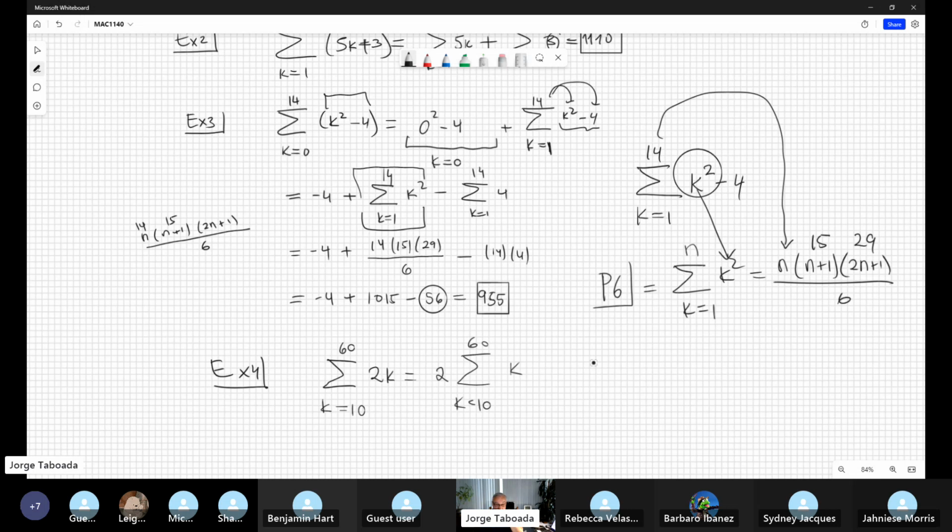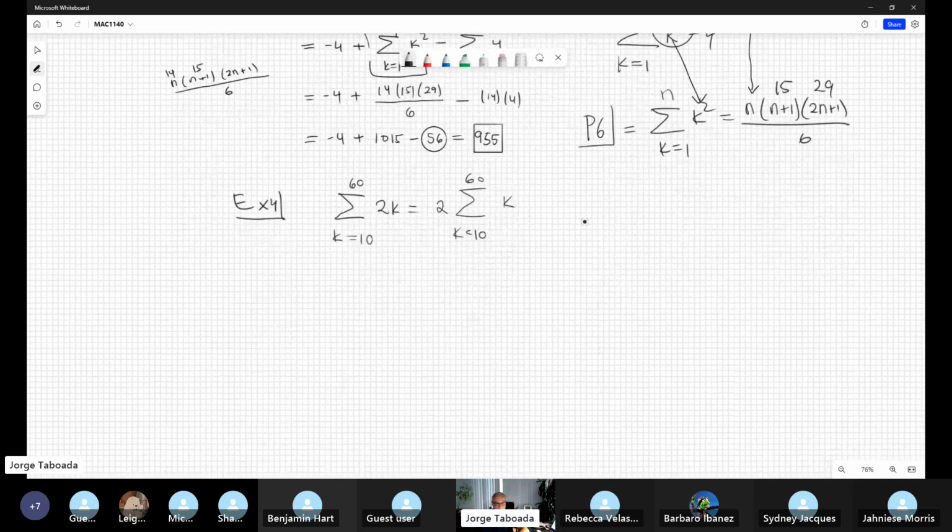The summation up to 60 of 2k. But what's the problem? Pay attention. The problem is that I know the formula: summation from k equals 1 to m of k is equal to m times m plus 1 divided by 2. So that formula is under the supposition that you start in 1, not in 10. However, I have another property that allows me to split the summation in two summations.